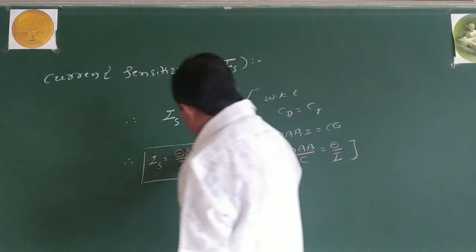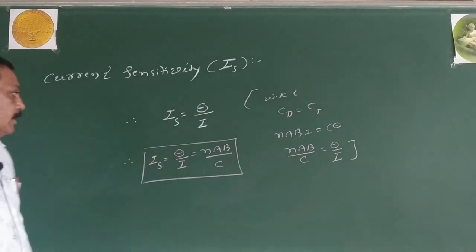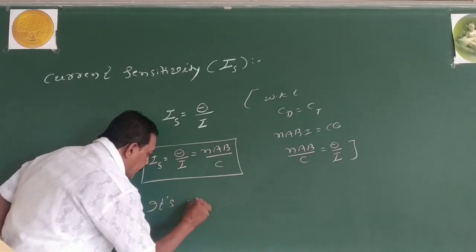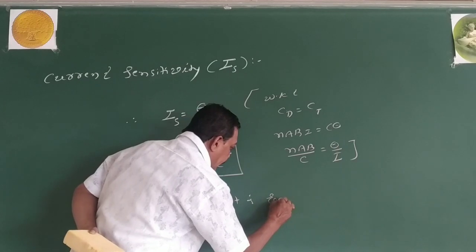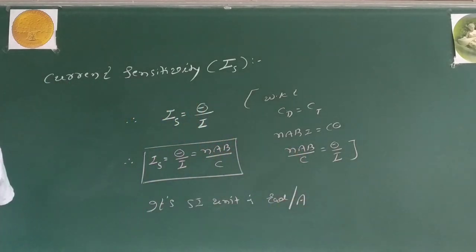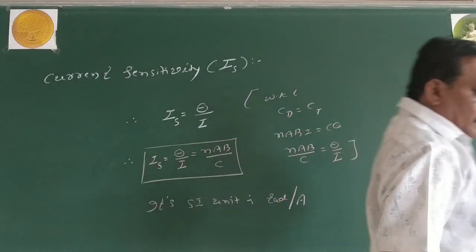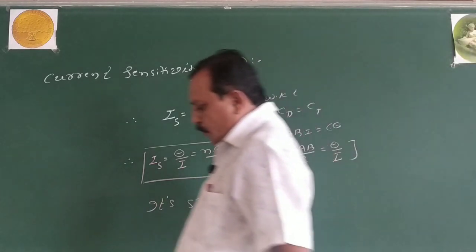Theta is measured in radians and current is measured in amperes, so its SI unit is radian per ampere. Are you getting the point? So this is about current sensitivity. The deflection per unit current is known as the current sensitivity of a moving coil galvanometer.